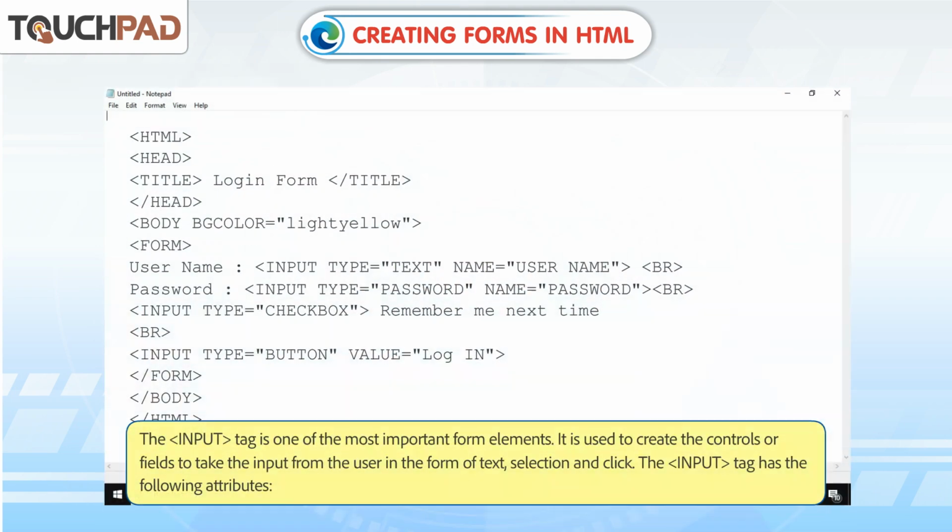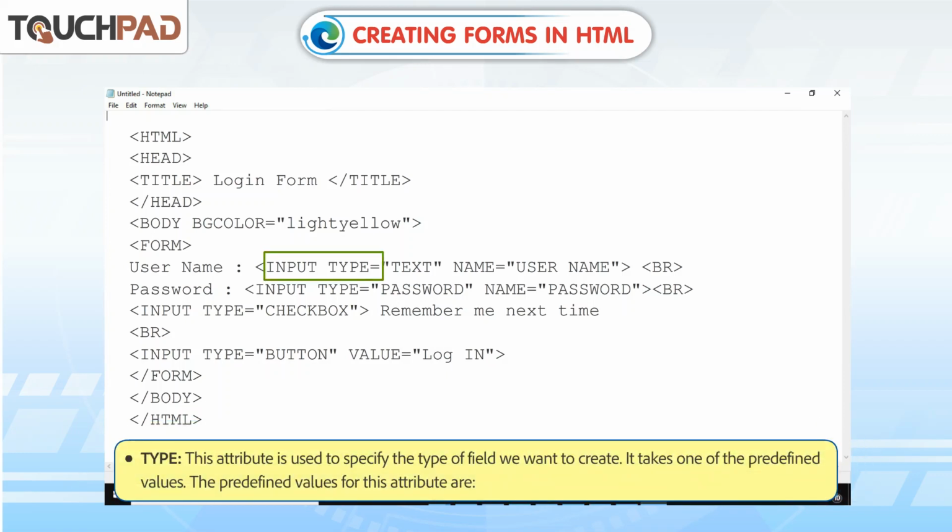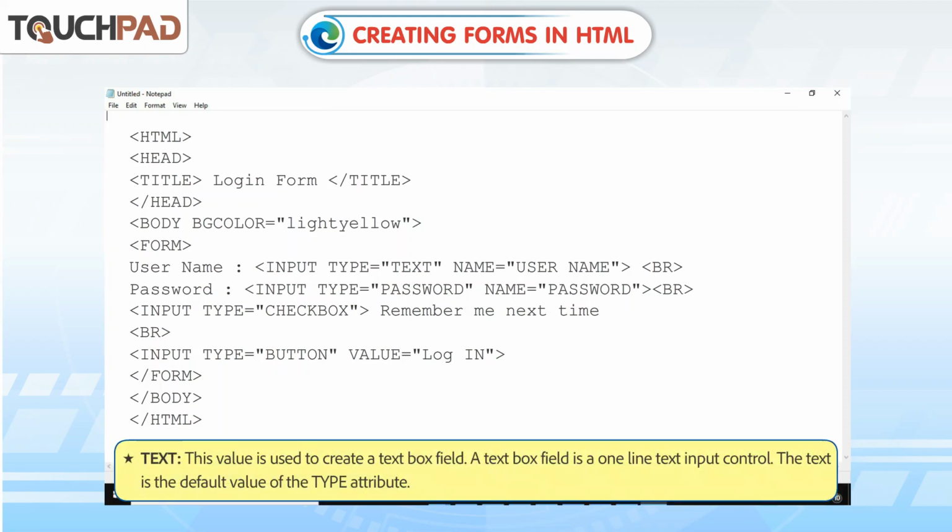The input tag. The input tag is one of the most important form elements. It is used to create the controls or fields to take the input from the user in the form of text, selection, and click. The input tag has the following attributes. Type. This attribute is used to specify the type of field we want to create. It takes one of the predefined values. The predefined values for this attribute are text.